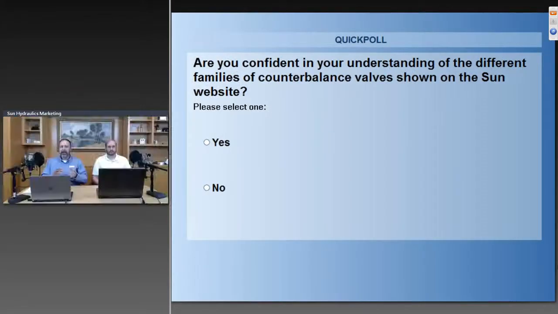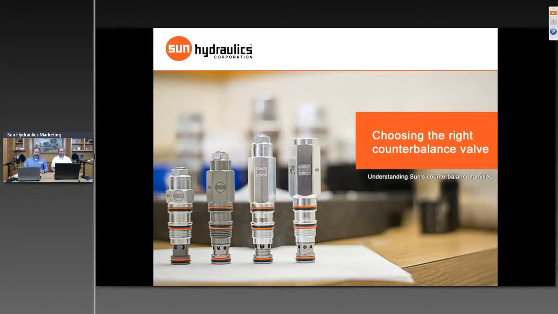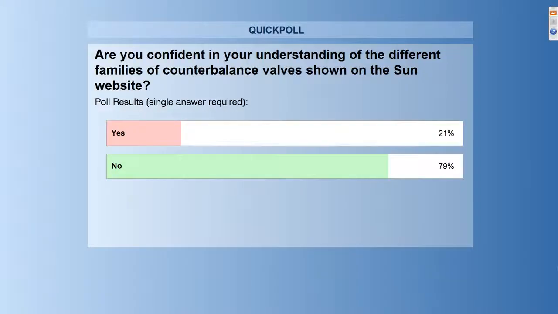However, sometimes it's a bit of a challenge to figure out exactly which family of counterbalance valves we should be looking at. Oh, okay, and so there's the answers to the poll. It's on the screen right now. 79% of the people that answered that question said no, they're not completely confident with their understanding of the different families of counterbalance valves on the Sun Hydraulics website.